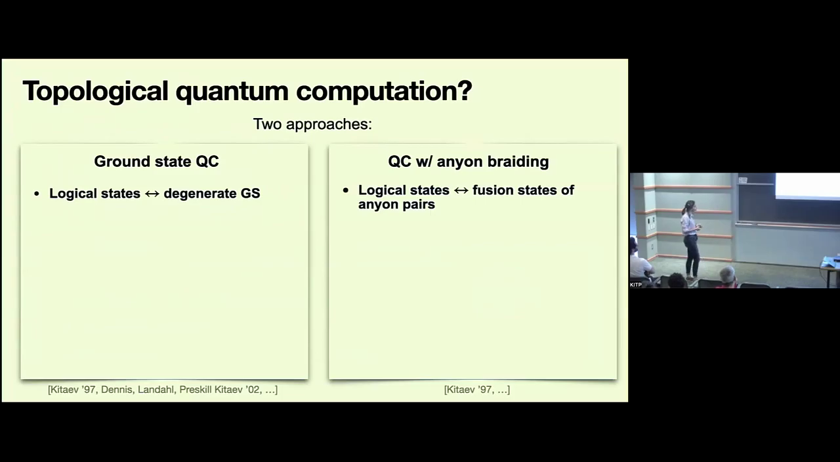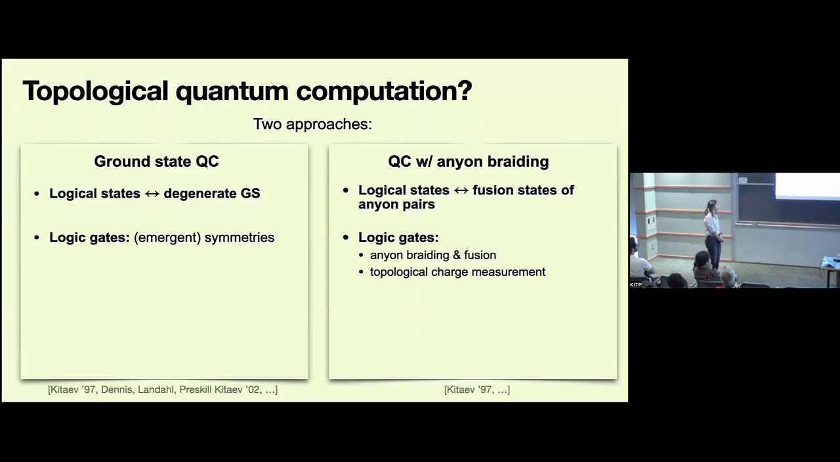And there are 2 ways to think about topological quantum computations. One of them is we use ground states, and another one is we use excitations explicitly. And the approach to logical gates in both ways of thinking about it is just slightly different. In one case, we want to explicitly implement the symmetries that just turn different ground states into each other. In another case, we directly manipulate the excitations.